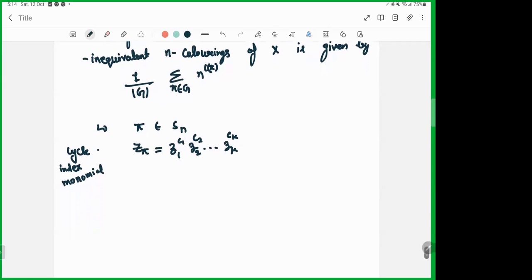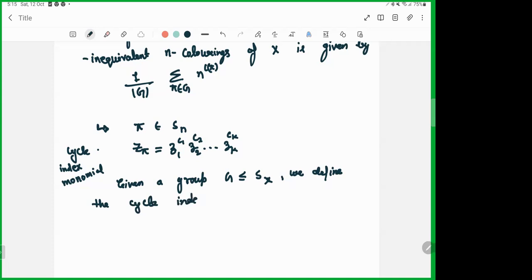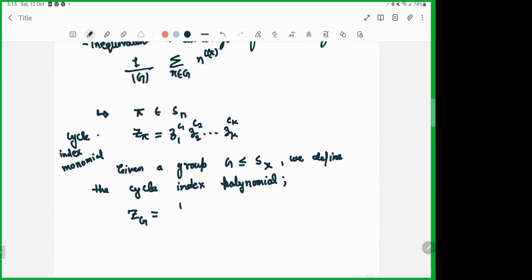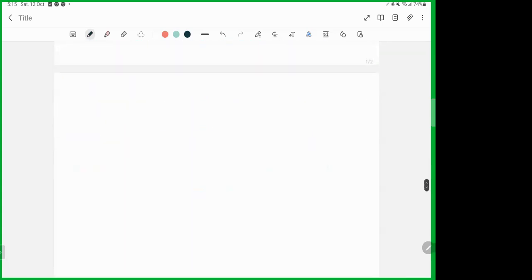Then we define the cycle index polynomial for a group G. Given a group G, a subgroup of the symmetries of X, we define the cycle index polynomial Z G as 1 over the order of G, summation over pi belonging to G, of the cycle index monomial corresponding to the permutation pi. So yes, this is all.